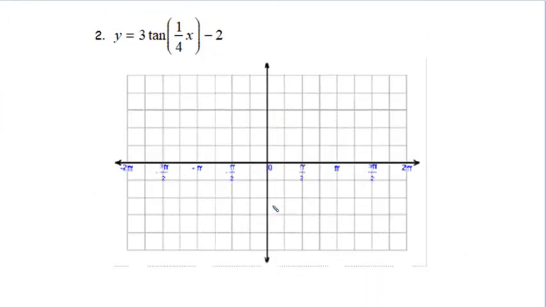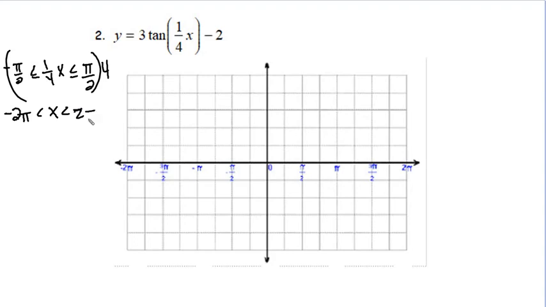Okay, so for tangent, remember, we're going to set our argument between negative pi over 2 and pi over 2. And we're going to solve for x. I'm going to multiply by 4. So I get negative 2 pi is less than x is less than 2 pi.